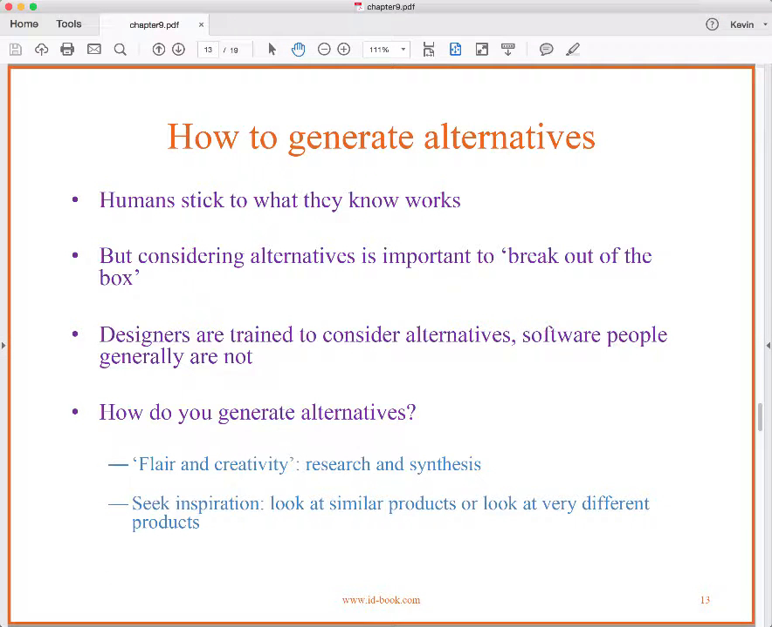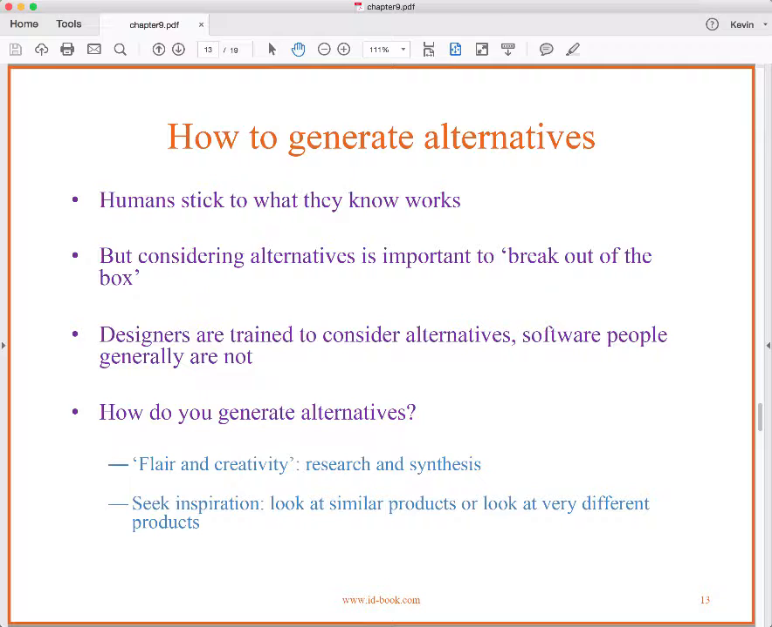Now, how do we go and generate alternatives? Humans have a tendency to stick to what they know works. But considering alternatives is important to break out of the box. So here's a claim on bullet three here that is kind of ethnocentric. Designers are trained to consider alternatives. So I guess we're saying interaction designers. Software people generally are not.